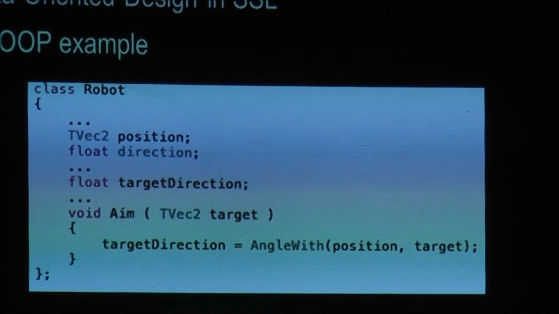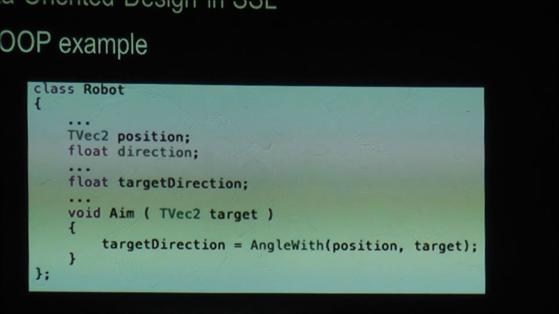Here we have an example robot class that has some position and current direction, and it has to aim in some direction that maybe is calculated from higher levels in AI. So if we write it in an object-oriented method, we have an aim function in our robot that takes a target point, a Vector2, and calculates the direction that the robot must take with some angle, with a function that is somewhere else.